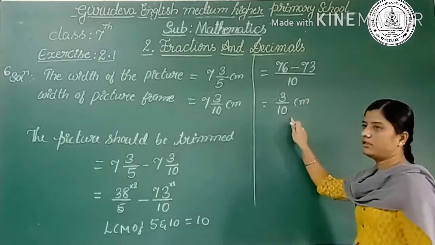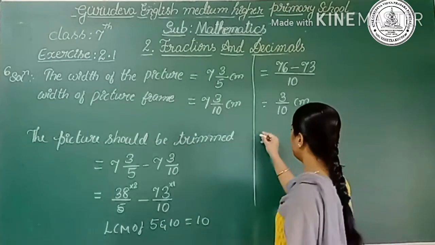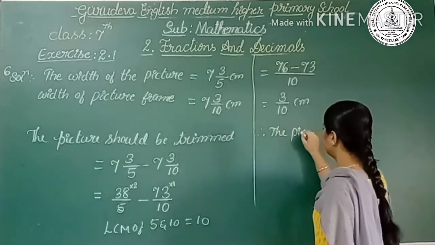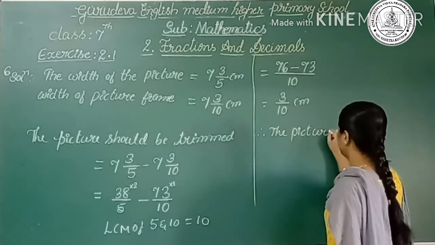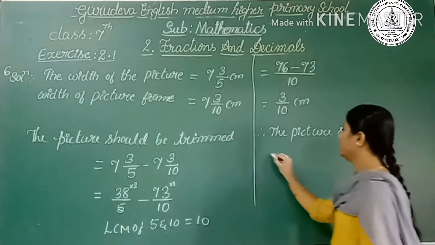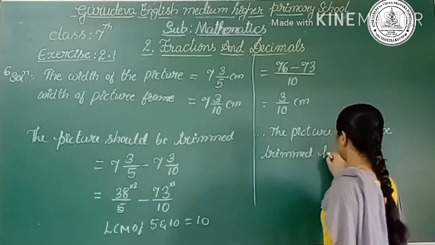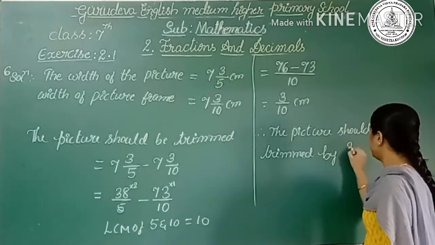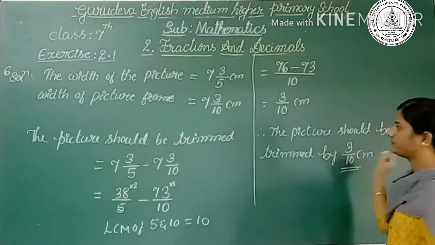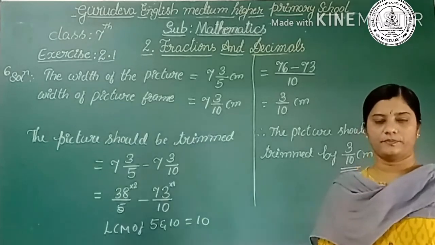So it is in the proper fraction. Okay, it is 3 by 10 centimeter. Therefore, the picture should be trimmed by 3 by 10 centimeters. It's clear? Yes. Then let's go to solve the question number 7.